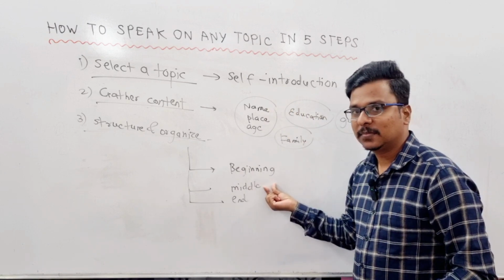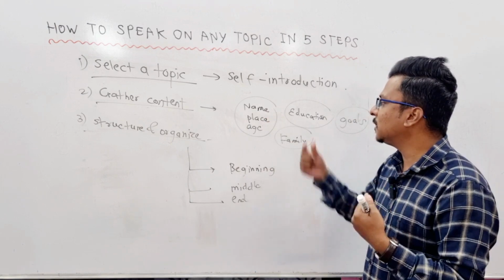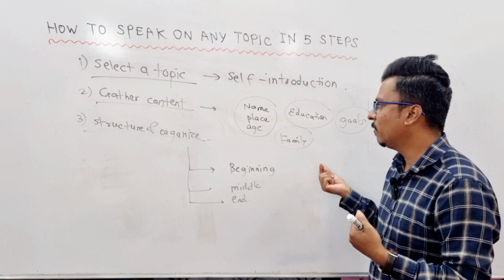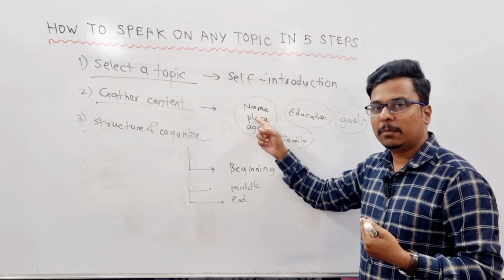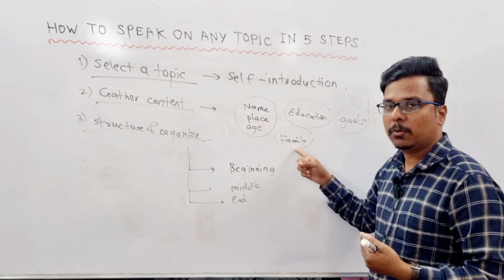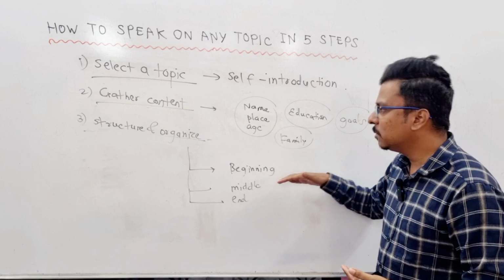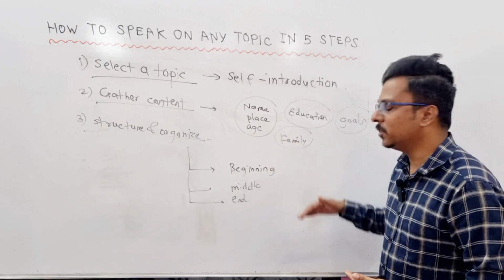So you have to apply logic or common sense to decide which will go first. For example, you should give your basic information first, and then maybe you can talk about your education, then you can talk about your family, and then finally you can talk about your goals. So you have to structure the content in a logical manner.